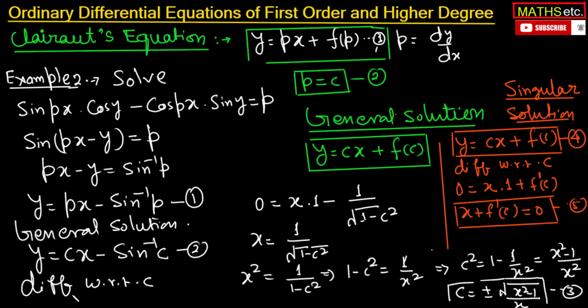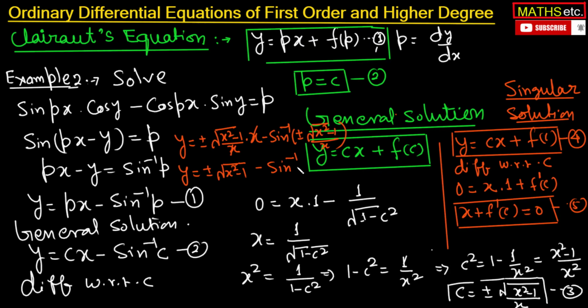So our singular solution will simply become y equals to plus minus square root of x square minus 1 over x, this x is out of this square root, multiplied by x, minus sine inverse, again c will be replaced by plus minus square root of x square minus 1 over x. x and x will be cancelled out. So the singular solution will be y equals to plus minus square root of x square minus 1 minus sine inverse square root of x square minus 1 over x.